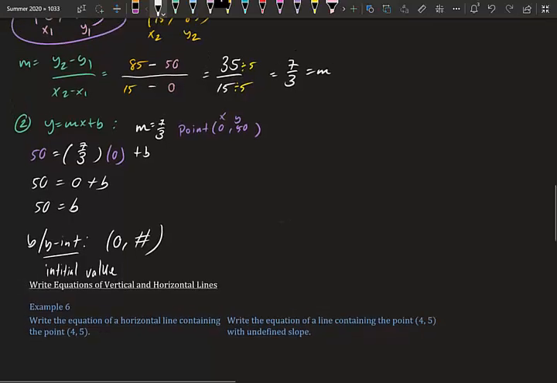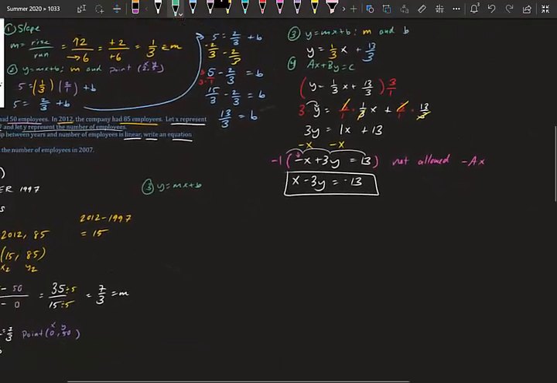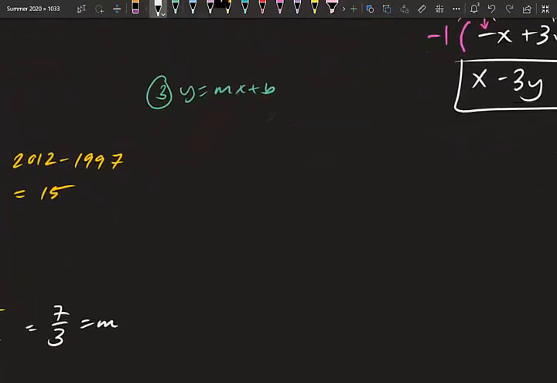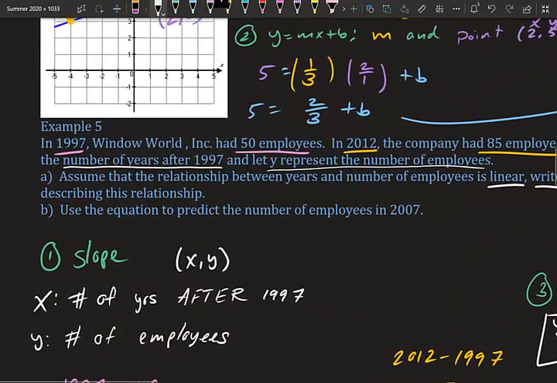Awesome, right? All right, so now that we found our b, our third step is to still use y equals mx plus b. But this time, we only plug in m and b. We have y equals our m of 7/3 x plus our b of 50. That is our model. So we can actually use this to figure out how many employees they'll have at any given time. And that's what Part B is asking us to do.